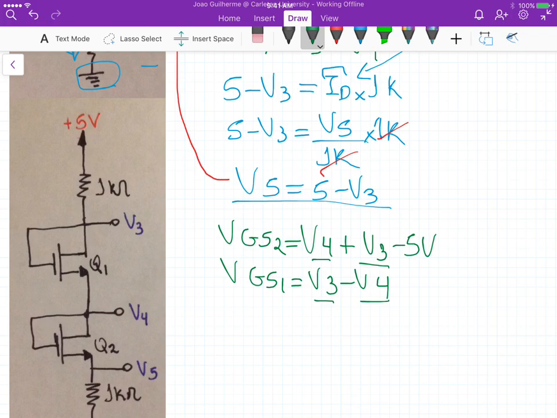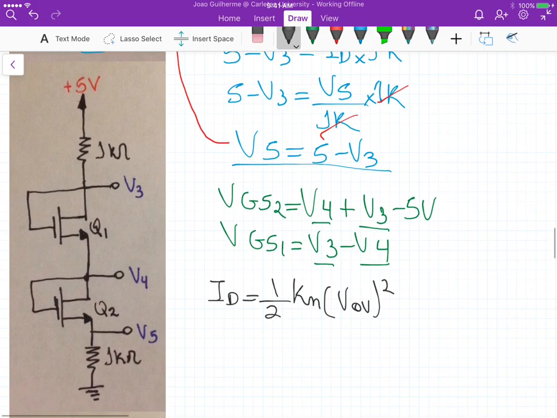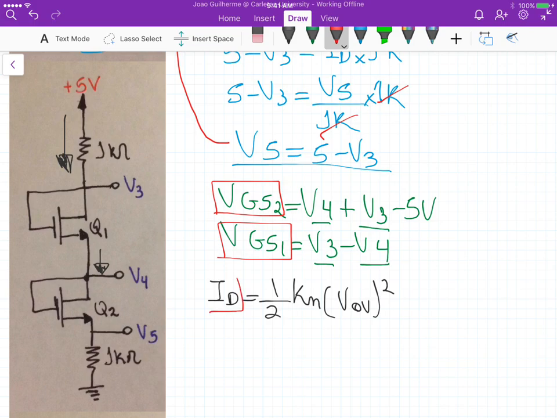Okay, now we can use the current equation, ID equals 1/2 Kn V overdrive squared, to calculate the drain current flowing here, and to calculate the drain current flowing here, because they are all the same, right? Remember that they are all the same current. So we can either use VGS2 or VGS1 to calculate the same current, and then we can make them equal.